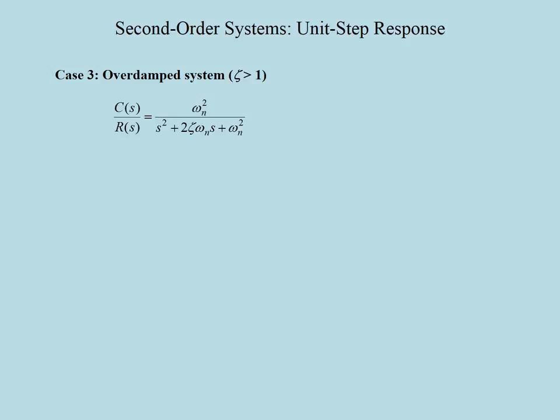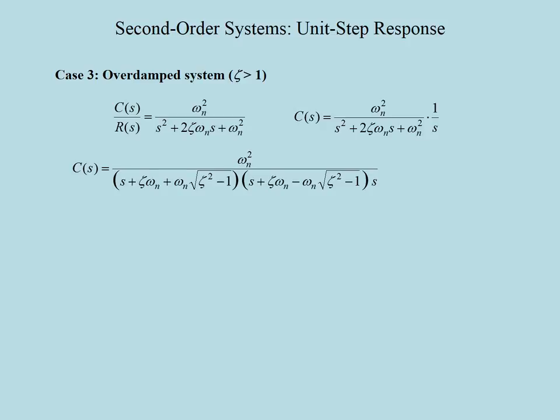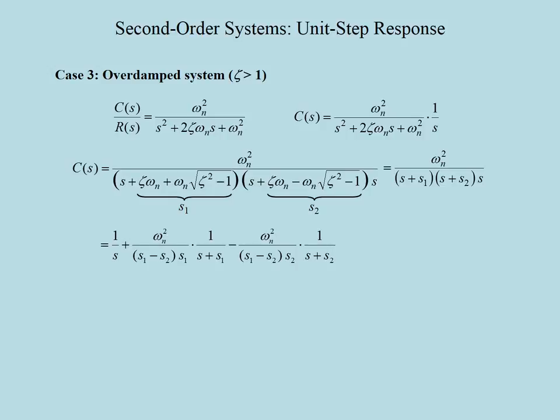Once more, let us recall our second order transfer function, and the output will be this transfer function multiplied by 1 over s. In this case, the roots of the denominator polynomial of the transfer function are real and distinct. We can find them by factorizing the polynomial, and we will refer to them as minus s1 and minus s2. In this case, the coefficients of the partial fraction expansion can be easily found by the residue theorem.